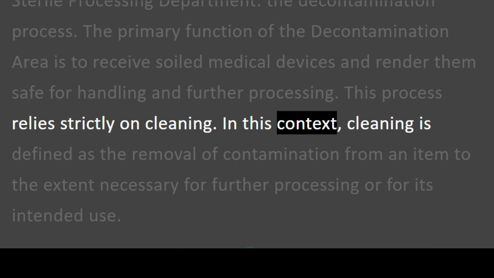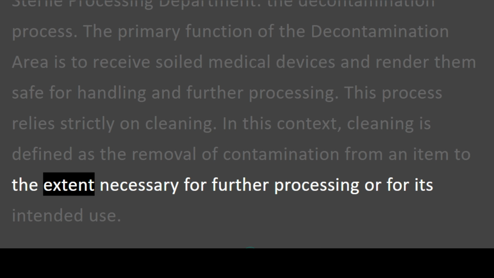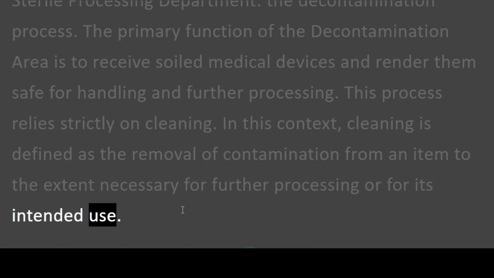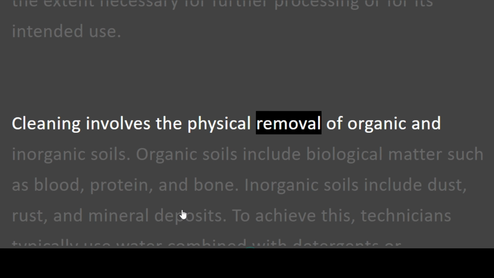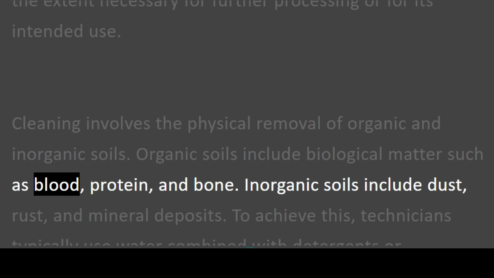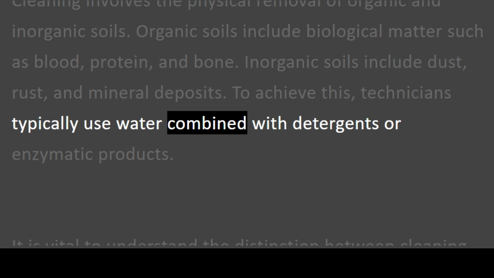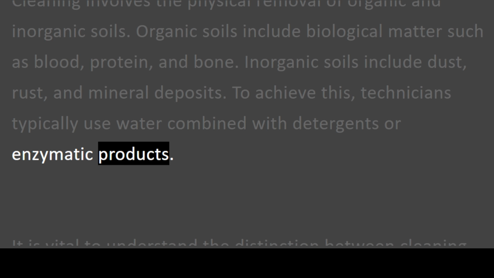In this context, cleaning is defined as the removal of contamination from an item to the extent necessary for further processing or for its intended use. Cleaning involves the physical removal of organic and inorganic soils. Organic soils include biological matter such as blood, protein, and bone. Inorganic soils include dust, rust, and mineral deposits. To achieve this, technicians typically use water combined with detergents or enzymatic products.